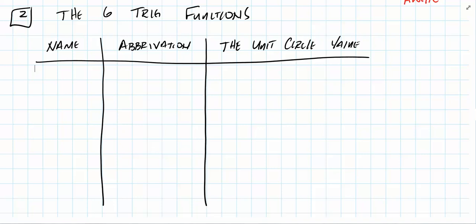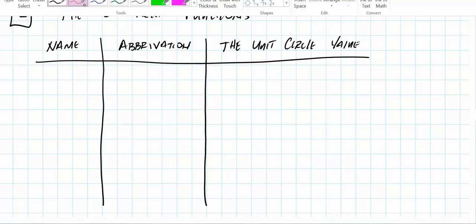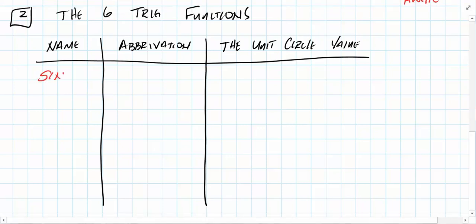There are 6 trig functions that we're going to deal with for the rest of our life, and mostly in this class. All right, I'm going to give them to you in a certain order. Hopefully you see a pattern that develops here. Okay, the first one is called sine. This is a trig function.